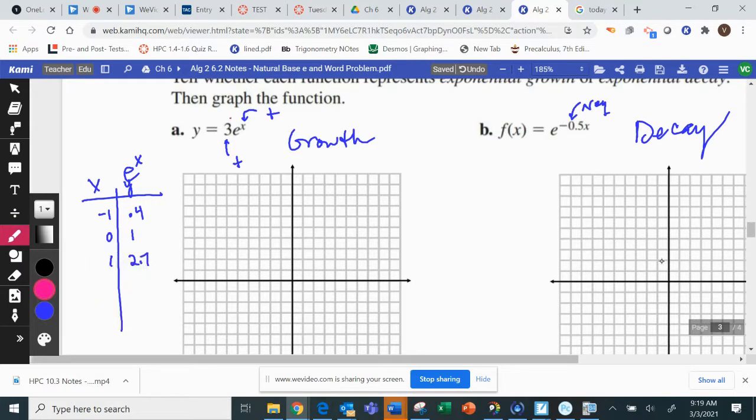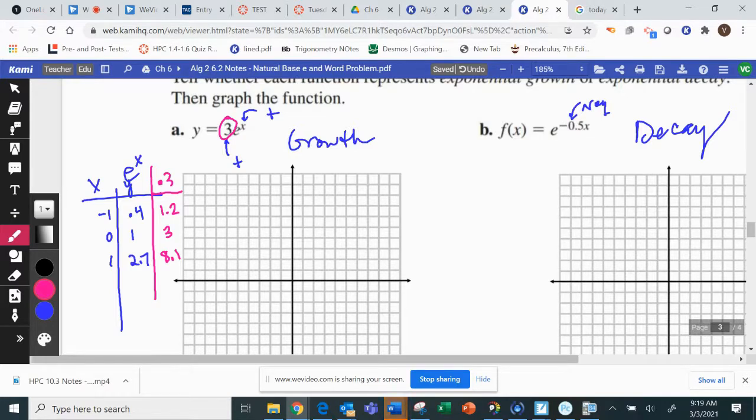Now this one has a 3 in front of it. That 3 is not in the exponent, so that 3 is a vertical transformation. That is a stretch by 3. So we're just going to take each of these numbers and multiply by 3. So that'll be 1.2, that'll be 3, and that'll be 8.1. I did that fast because I was thinking of 27 times 3 is 81, or 4 times 3 is 12.